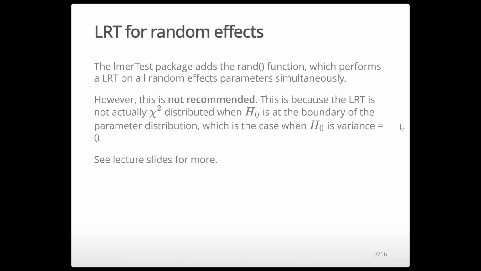We also have talked about doing likelihood ratio tests for random effects, and we can do this with the rand function. However, it turns out that this is actually not recommended, and the reason is that the likelihood ratio test is not appropriately chi-square distributed when the null hypothesis is at the boundary of the parameter distribution. In this case, our null hypothesis is that the variance parameter equals zero, and the boundary of the variance parameter is zero. So the null hypothesis is exactly the boundary of the variance parameter. So the likelihood ratio test is not chi-square distributed and can't be appropriately tested with a chi-square test. So this is not truly a recommended method.